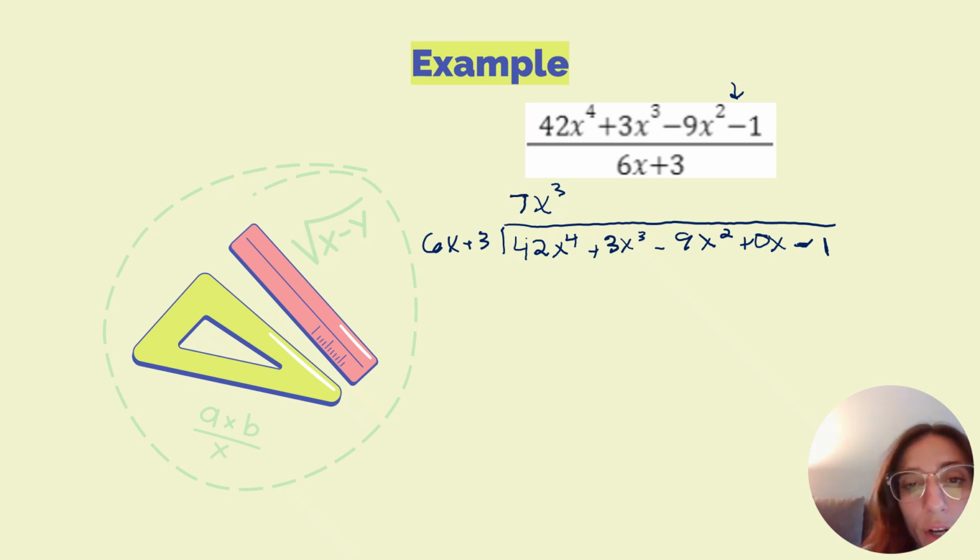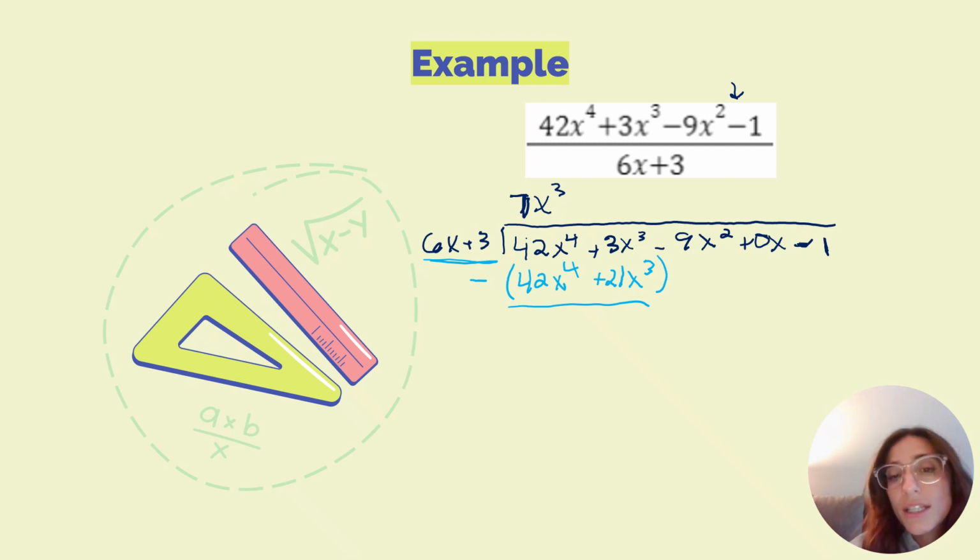What we're going to do now is take the 7x cubed and multiply it by the 6x plus 3. And I'm going to line it up under each term. So 42x to the fourth, and then 7x cubed times 3 is 21x cubed. So that's going to line up with this one. So plus 21x cubed. All right? And then I'm subtracting the whole thing. That means I am distributing this negative symbol to every term inside my parentheses I wrote, right? So these cancel out. That's the whole point. And then 3x cubed minus 21x cubed is going to be negative 18x cubed.